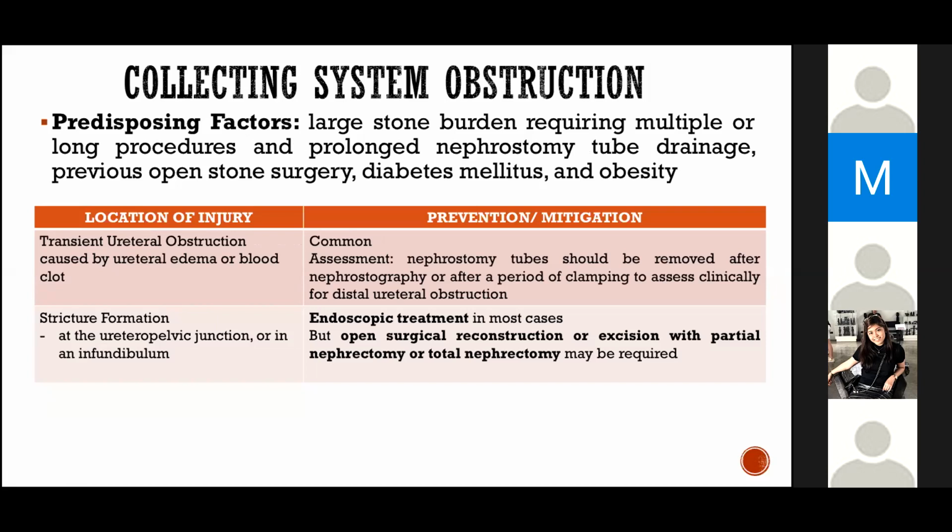Collecting system obstruction. Predisposing factors include large stone burden requiring multiple or long procedures, prolonged nephrostomy tube drain, previous open stone surgery, diabetes mellitus, and obesity. Transient ureteral obstruction caused by ureteral edema or blood clot is common, and the nephrostomy tube should be removed only after nephrostography or after a period of clamping to assess clinically for distal ureteral obstruction. Stricture formations, usually at the uretero-pelvic junction or in an infundibulum, are usually managed by endoscopic treatment. But open surgical reconstruction, excision, partial nephrectomy or total nephrectomy may be required for some cases.